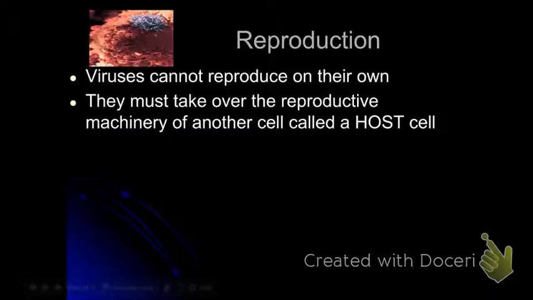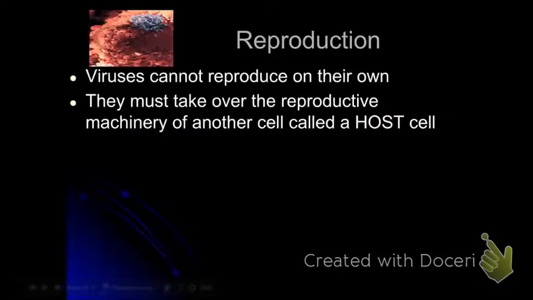Reproduction: viruses cannot reproduce on their own. This is one of the biggest things that we argue as scientists for why viruses are not considered a living thing. They must take over the reproductive machinery of a host cell. So for us, that's going to be our body cells. In HIV, that's an immune cell. With the flu, that's going to be just a general body cell.